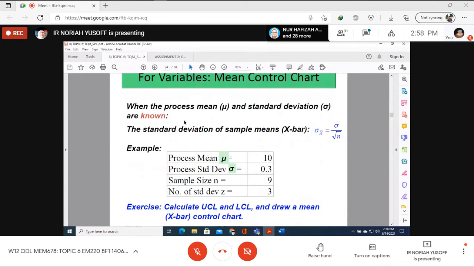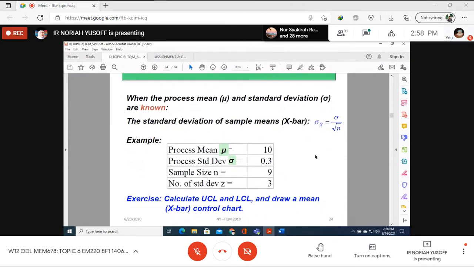in this example, when the process mean mu is known and the standard deviation is known, the standard deviation of the X bar value is sigma divided by the square root of n. So in this case, what was sigma that they put here? 0.3. So the square root of n, where n is 9. So what is the value? The standard deviation of the sample mean, the number of standard deviations is 3. It means the Z value here is taken as 3, okay?